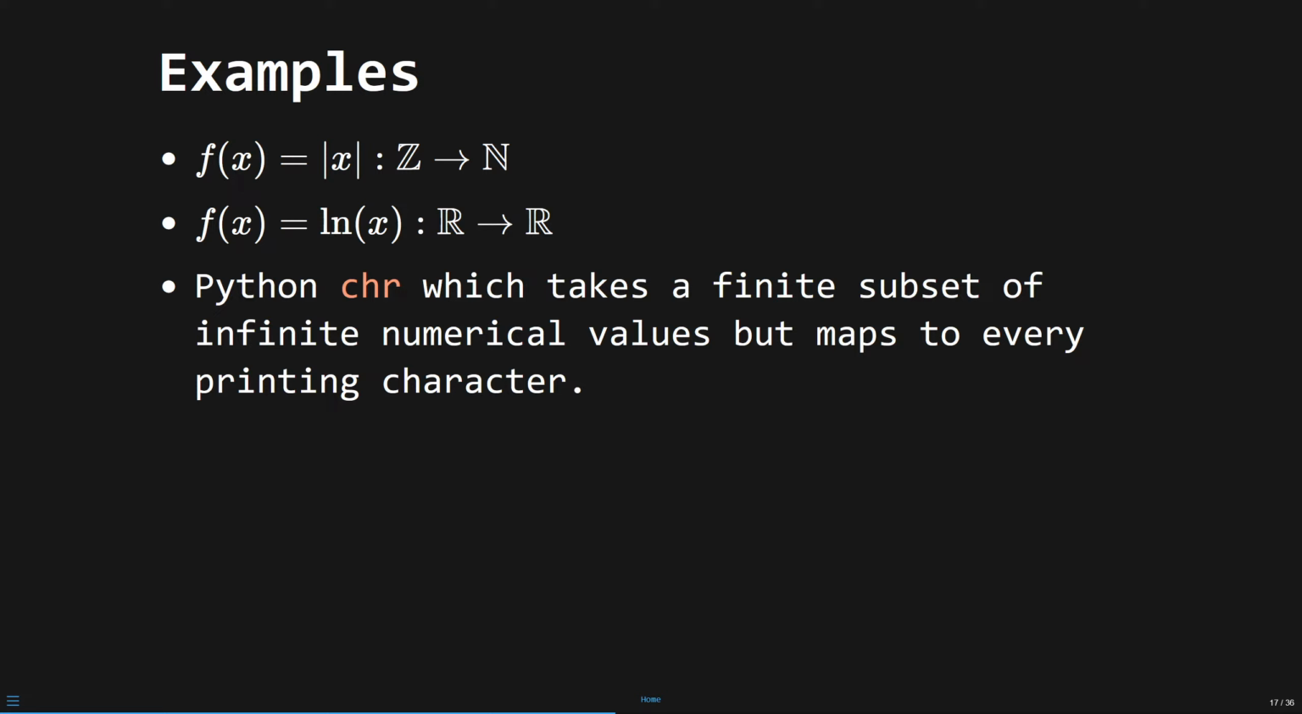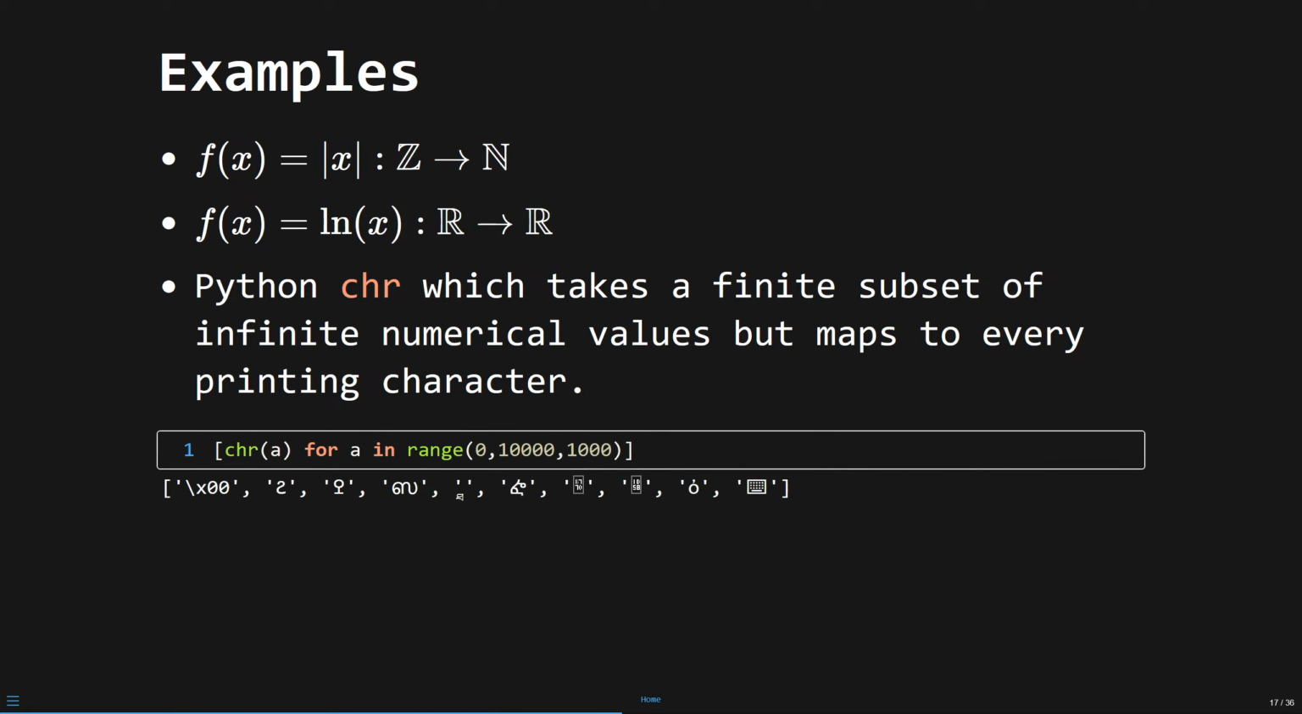We can just invert ord, right? We can do chr. It takes a finite subset of infinite numerical values. Python does have at least theoretically infinite numerical values, right? And with ord, you can map to every single printing character. We have to argue a little bit by definition, of the printing characters which Python recognizes. Sure. So we define the set of printing characters that Python recognizes, and we say, yes, we can map into that thing. We can see some interesting things to which we may map. I don't really know what any of these are, but they're fun.